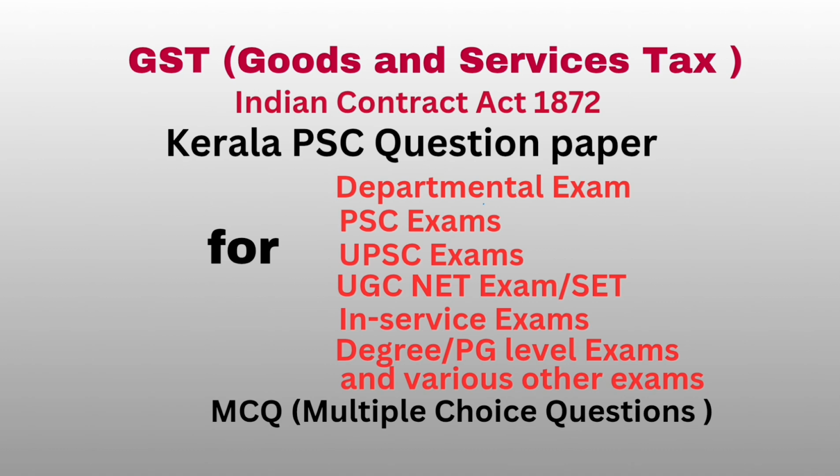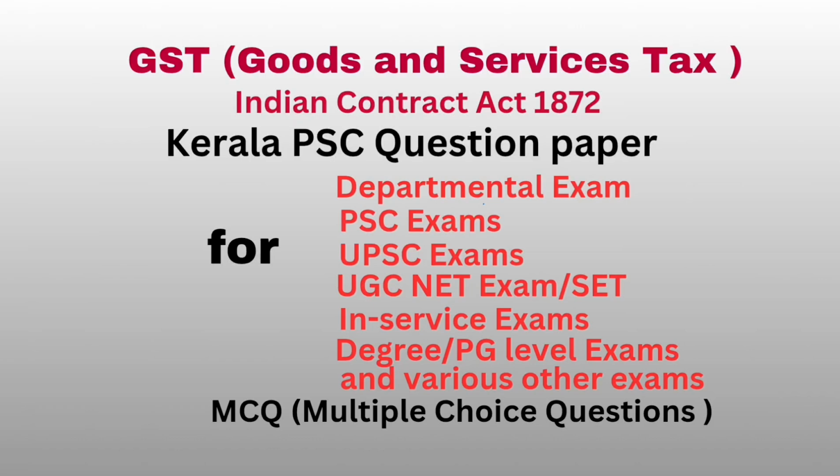Question number 56. The Indian Contract Act 1872 came into force in dash. Answer: 1/9/1872. Correct answer, 1/9/1872. That is 1st September 1872. Question number 57. A person who accepts the proposal is called, answer, promisee.